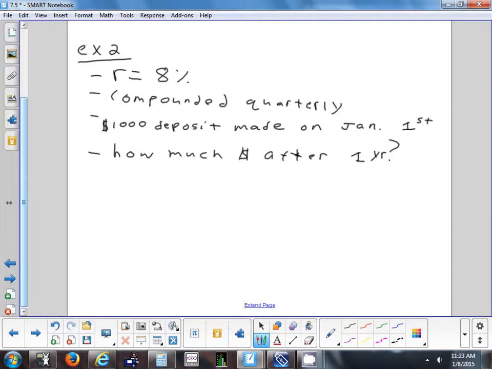So quarterly, let's start with January through March. Let's see how much interest we would make just through that time period. January, February, March. That's the first quarter of the year. Well, we're going to use the same formula we did before. Our principal is $1,000. My rate is 8%. But Iris, can you tell me what that rate would be as a decimal? It's 0.08.